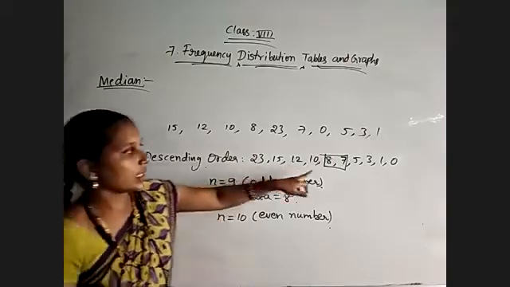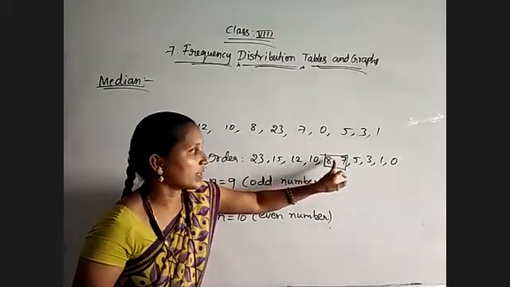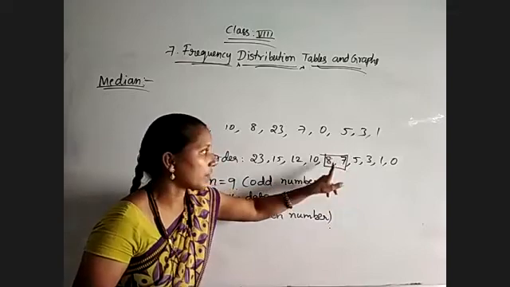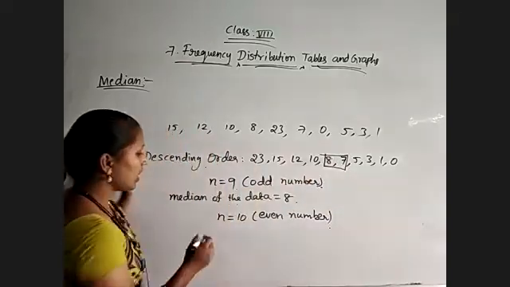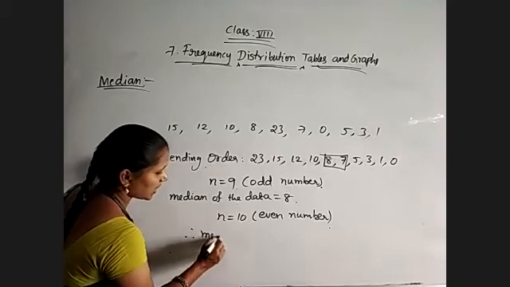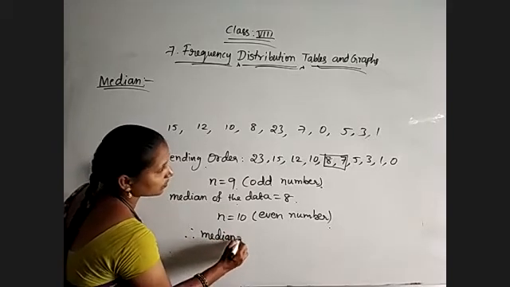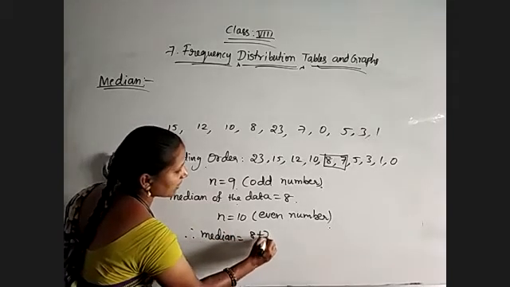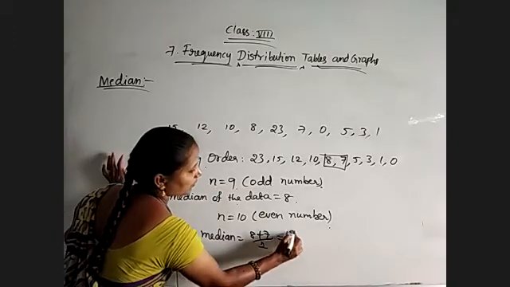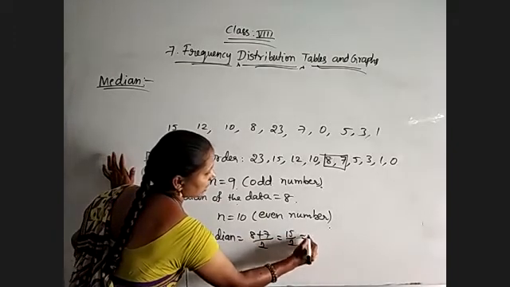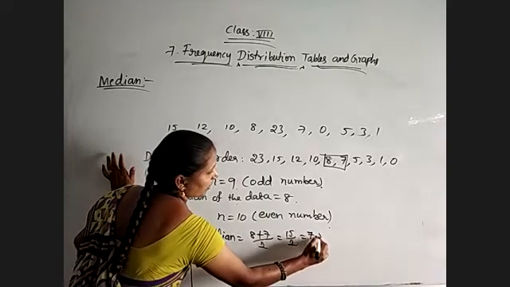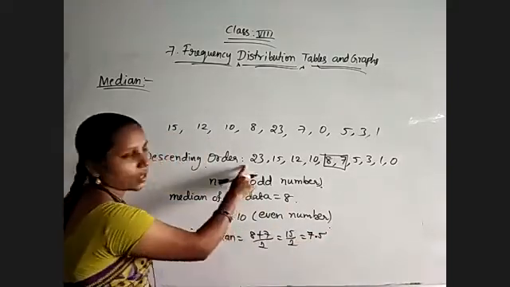That is only 2 now. So sum of observations, 8 plus 7, by number of observations, 2. So therefore the median of the data is equal to 8 plus 7 by 2, which is nothing but 15 by 2. 15 by 2 is nothing but 2 sevens are 14, 7.5. So 7.5 is the median.